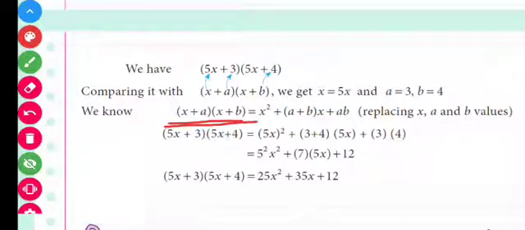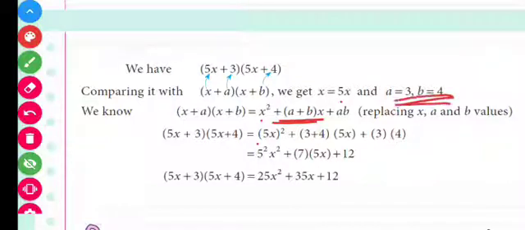Okay, so same way x plus a into x plus b, we know the formula. x plus a into x plus b equal to x square plus a plus b into x plus ab. Okay, so x plus a into x plus b is equal to, in the place of x square, what do we have to substitute? 5x square. In the place of a plus b, what do you have to substitute? 3 plus 4. And in the place of x, 5x. In the place of a into b, 3 into 4.